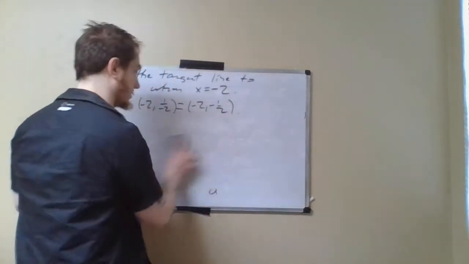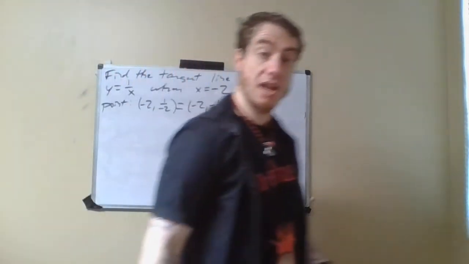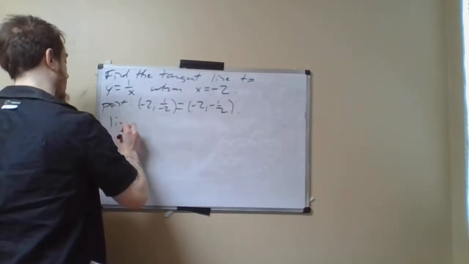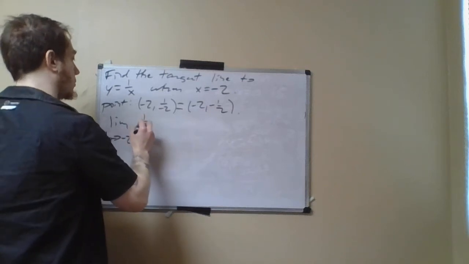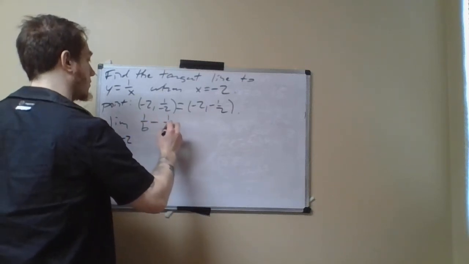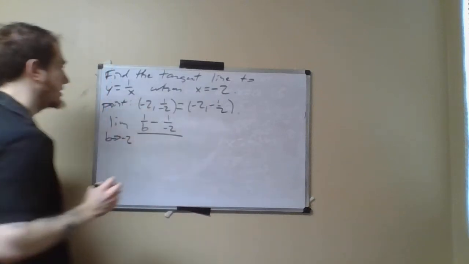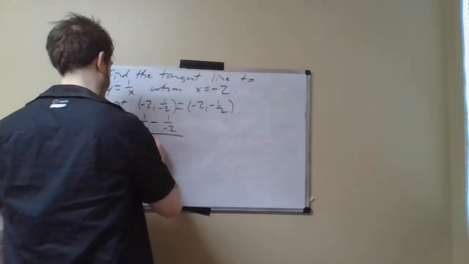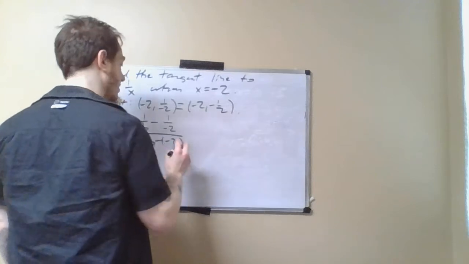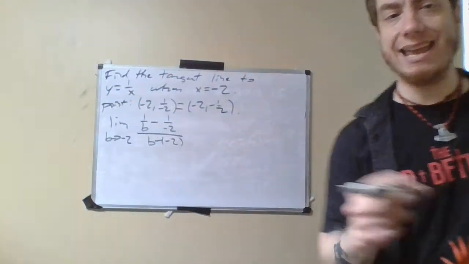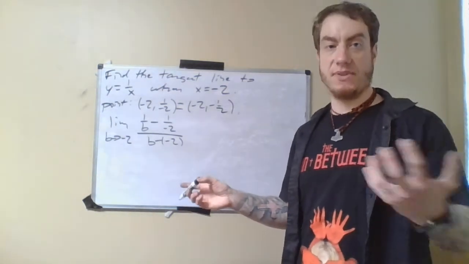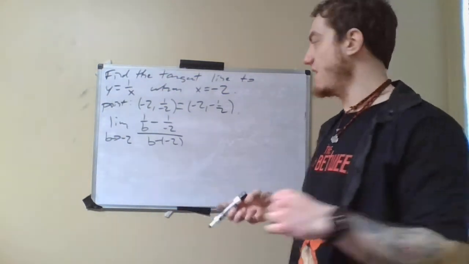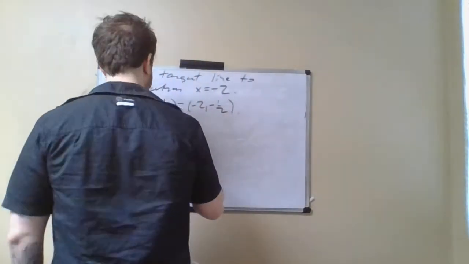Well, now we need to find the slope. How are we going to find the slope? Well, I'm going to go back to using the limit as b approaches -2 of (1 over b minus 1 over -2) divided by (b minus -2). So I have gone back to the a-b definition here. We could do it with the h's as well, and I will leave it to you guys to think through how you could do this with the h definition.